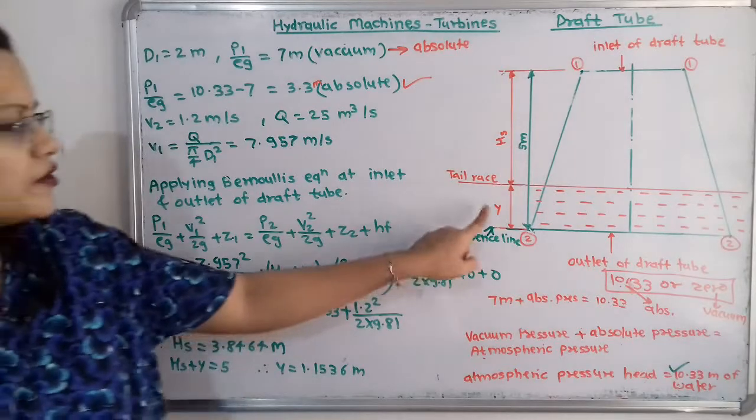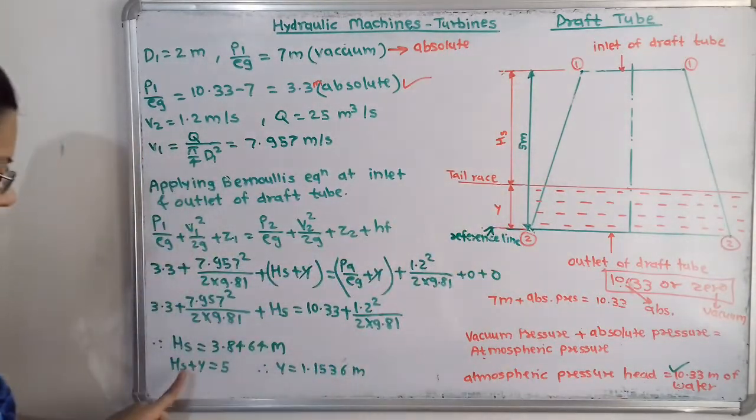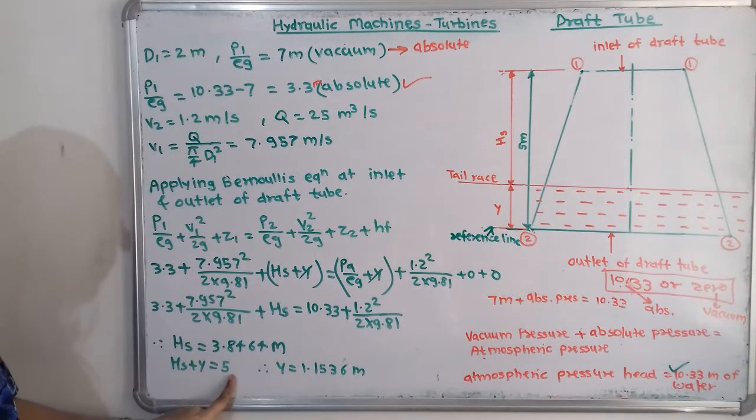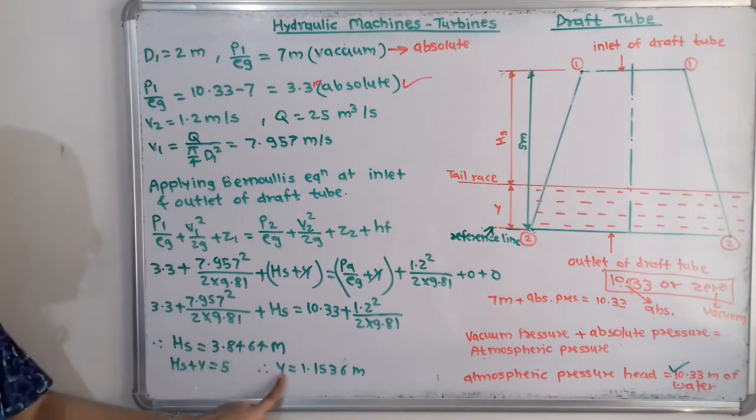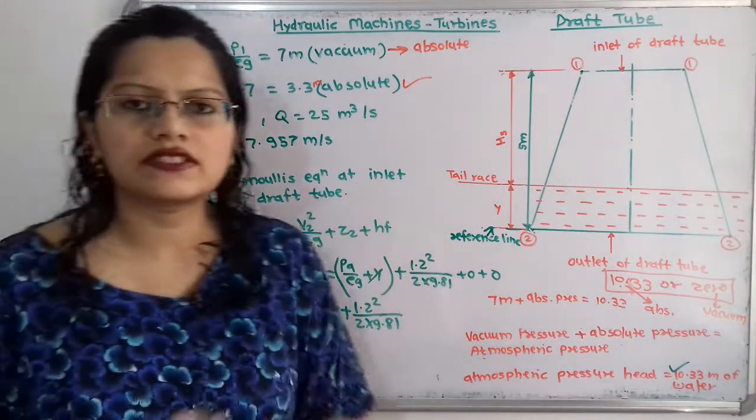Now if we observe this data, HS plus Y is equal to 5 meter. So I will write HS plus Y equal to 5. So what is the value of Y? Y is equal to 1.1536 meter, and this is the answer.